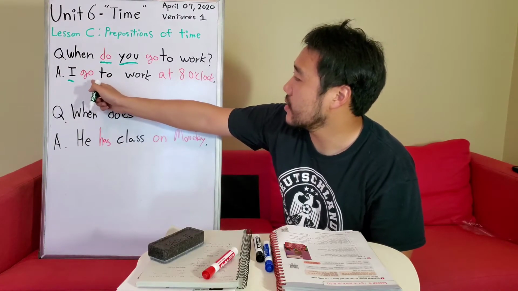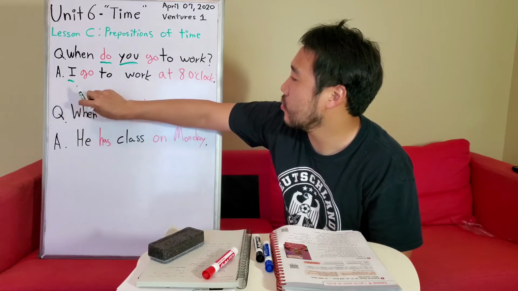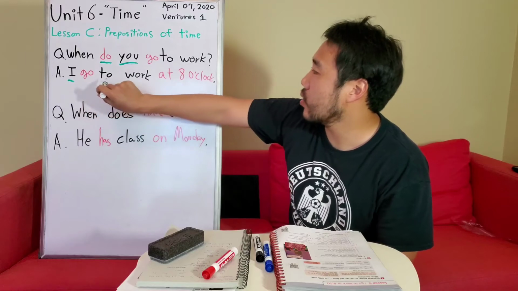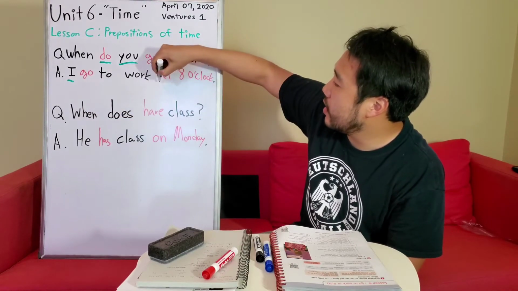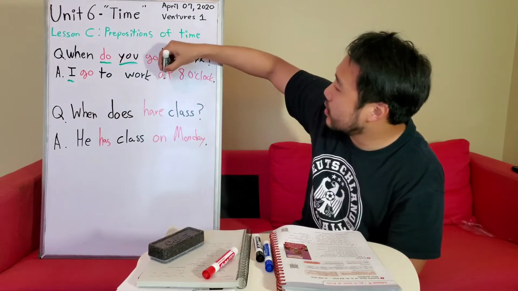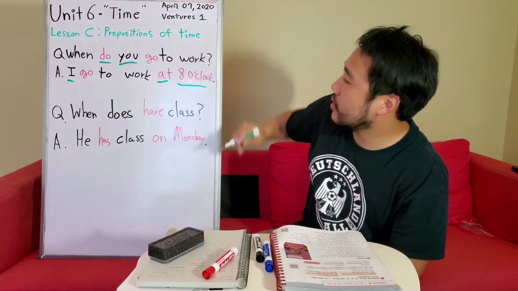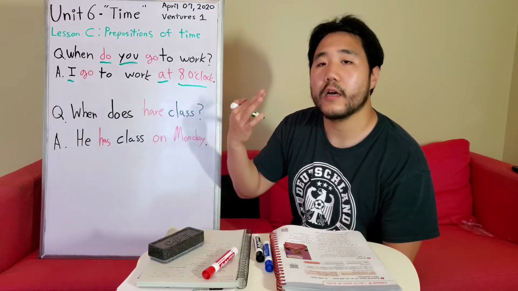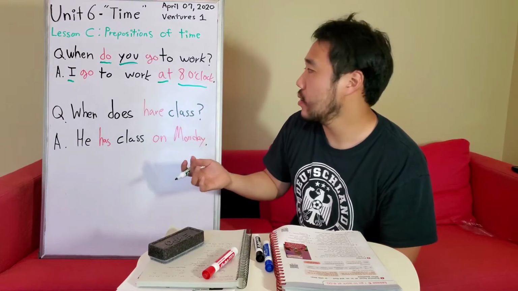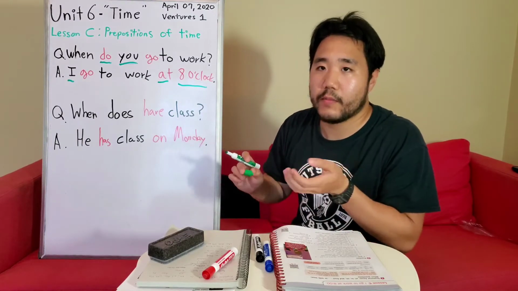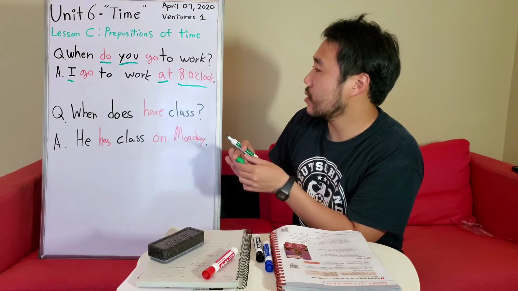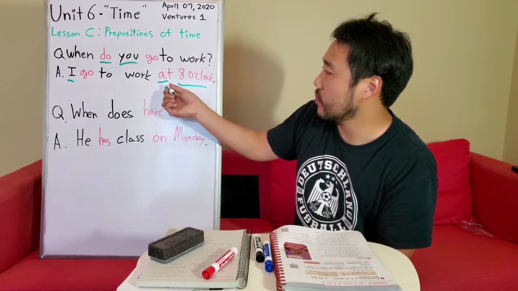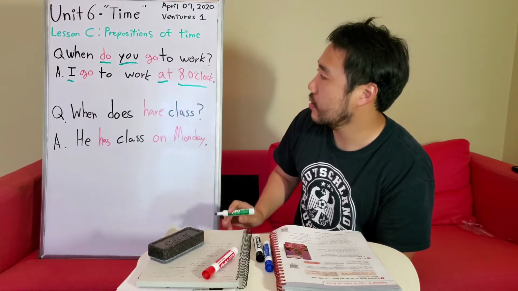I. Since this is not a he or she, we just say go. There's no S. You don't have to add an S. So I go to work at 8 o'clock. Remember, at is about definite time. So anything with definite time, you have to use at. So 8 o'clock here, so we would be using preposition at.